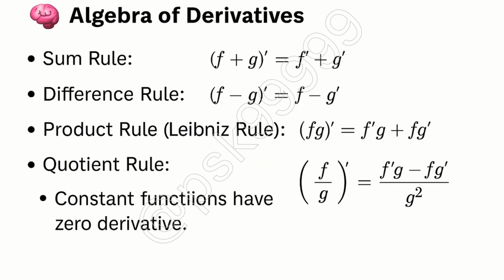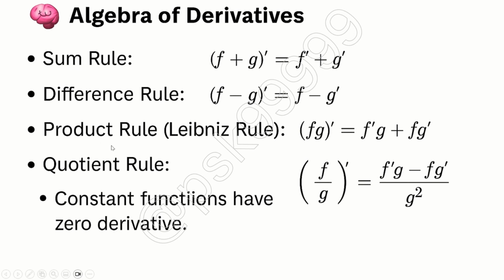And some algebra rules of derivatives. One is the sum rule, which we understood in the previous slide. If f and g are two different functions, then the differentiation of f plus g is nothing but f dash plus g dash. You can apply differentiation to the individual terms. Now the difference rule is exactly the same, just addition and subtraction.